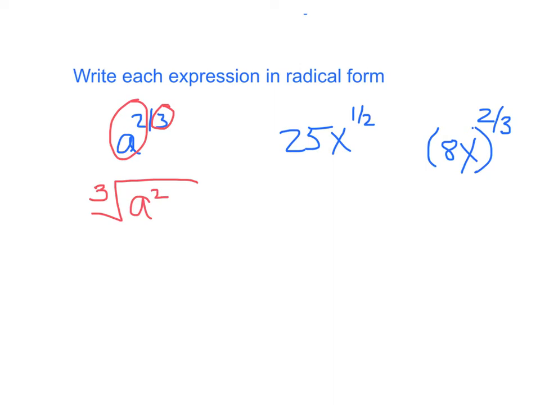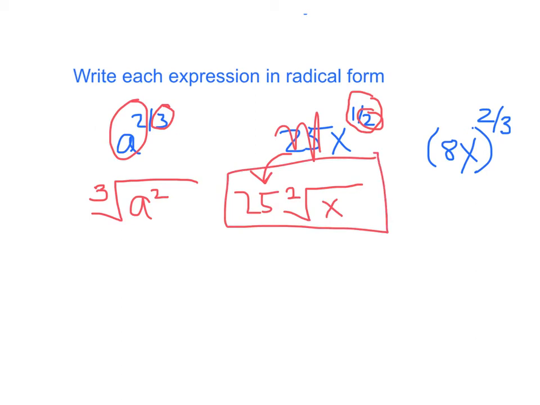Okay? In the next one, it's 25x to the 1/2. The key here is that this exponent only applies to the x, not the 25. So I'm going to pretend that the 25 is not even there temporarily, and just do the problem x to the 1/2. Then that denominator of 2 becomes the index, and I bring down the rest of the problem, x to the 1, or simply x. Then I'm going to carry down the 25. So the answer is 25 square root of x to the 1, which is simply 25 radical x.